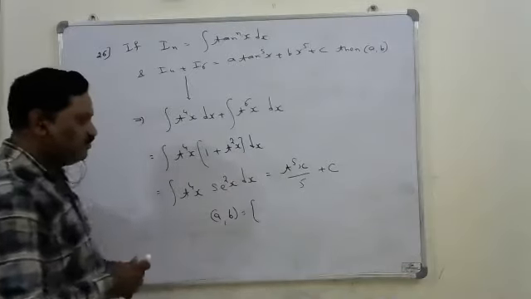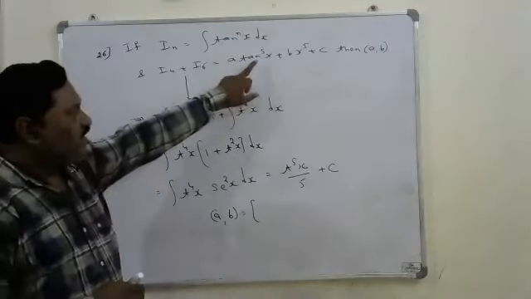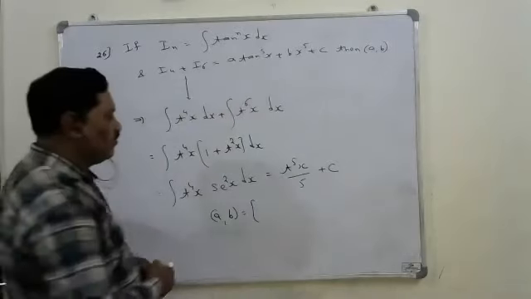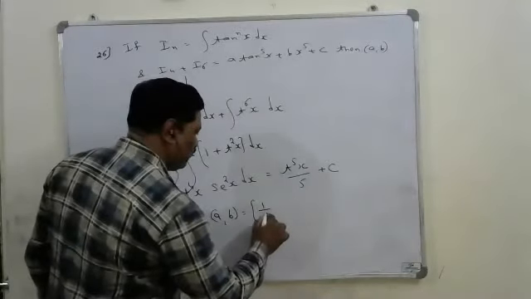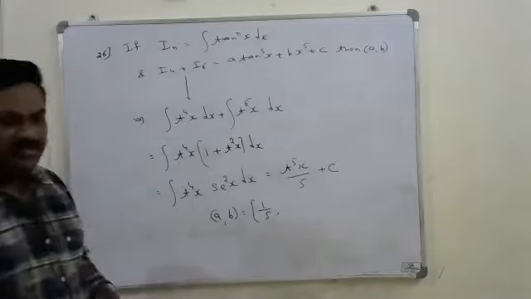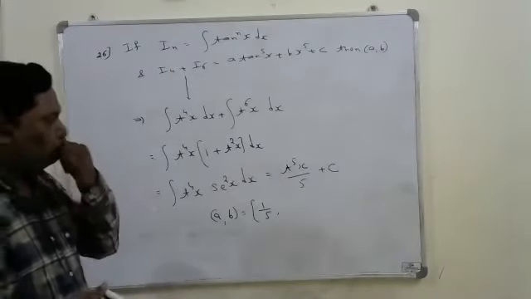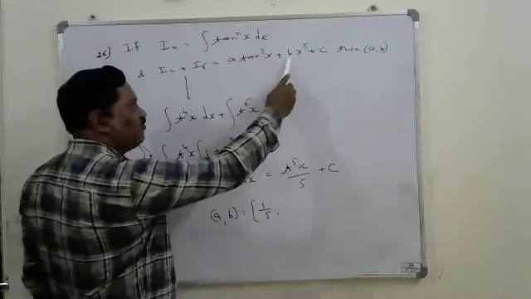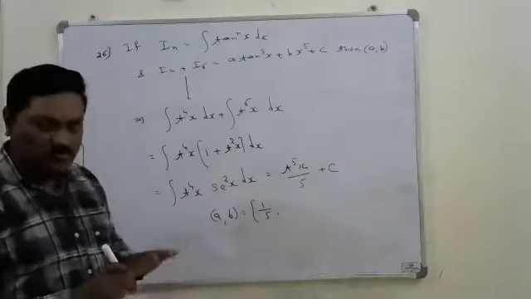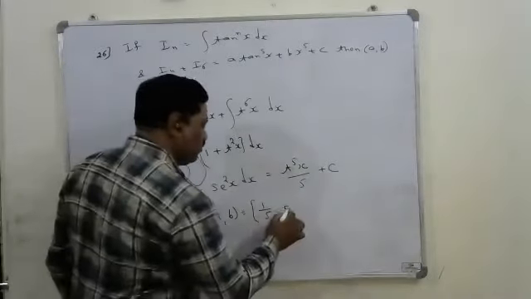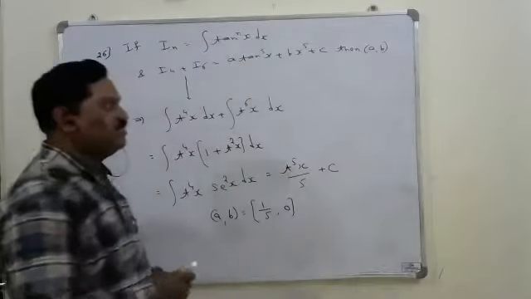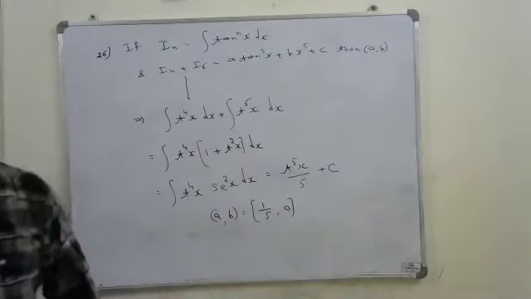What is the value of a? That is tan power 5x, 1 by 5. Yes, 1 by 5. What is the value of b? 0. Because here x power 5 coefficient is b. Here x power 5 we are not getting, whose coefficient is 0. So this is the answer: 1 by 5 comma 0. Okay, take the problem.